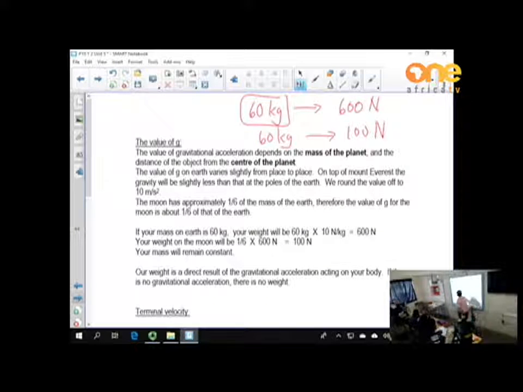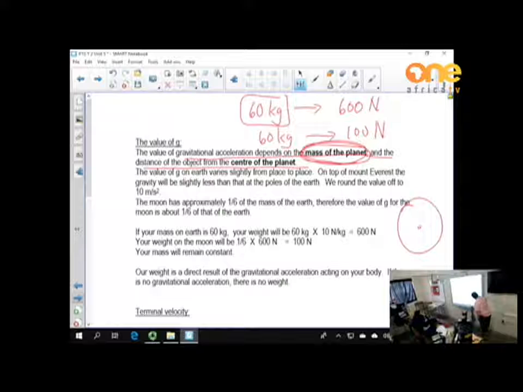Okay, so the value of the gravitational acceleration depends on the mass of the planet, and it is directly proportional to the mass of the planet. All right. Another factor that affects it is the distance of the object from the center of the planet. If this is the Earth, gravity works towards the center of the Earth. So if the planet is much bigger, then the gravity has to work over a greater distance and it would be slightly weaker. Do you understand? Okay. So, two main factors that influence gravity.